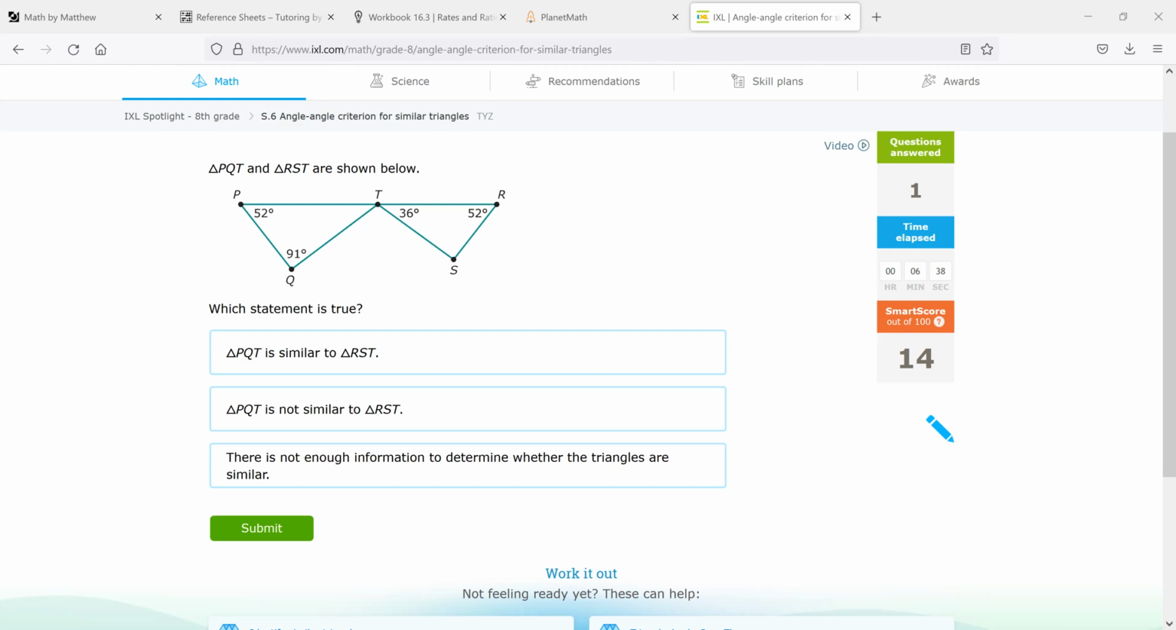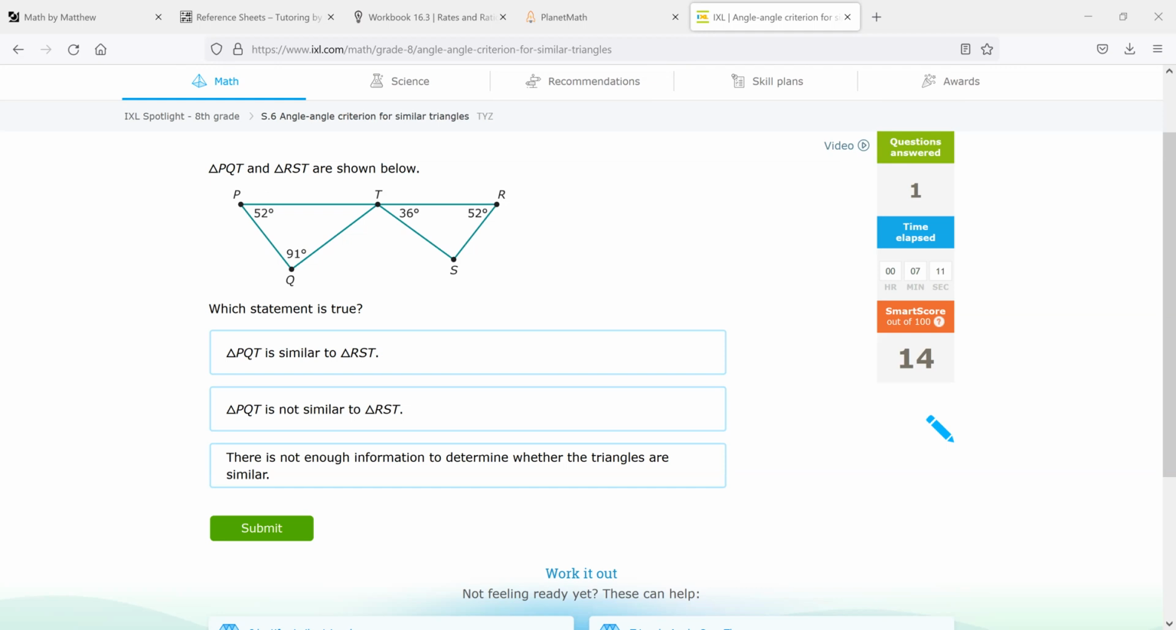Now let's look at the triangle on the right. What do the three angles in a triangle always have to add up to? 180. So here's your new equation to solve: 36 plus 52 plus s equals 180. We're trying to find this angle down here, angle s.